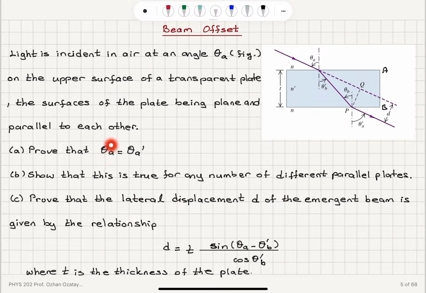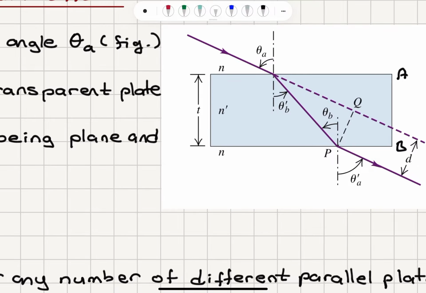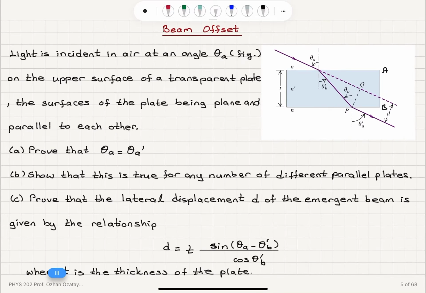Prove that theta sub A is equal to theta sub A prime. That's the angle of incidence on the upper surface, and that's the angle with which the beam emerges from the bottom surface, theta A prime with respect to the normal. Part B, show that this is true for any number of different parallel plates. So if I have more parallel plates, it would be the same result.